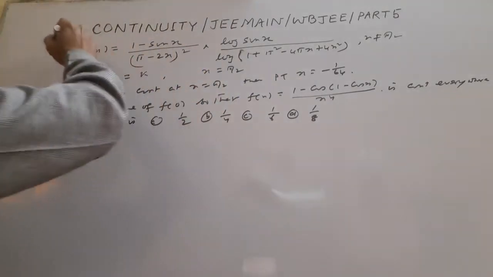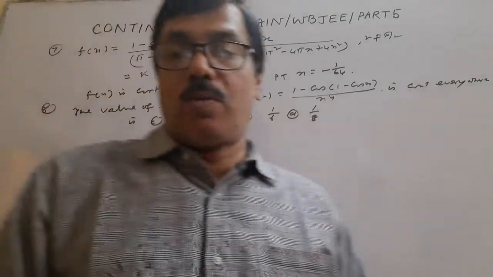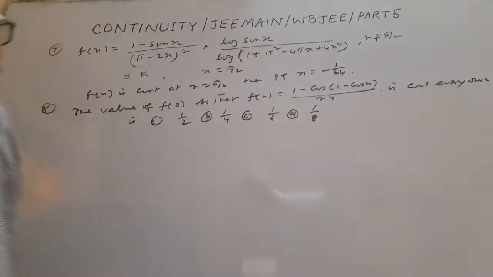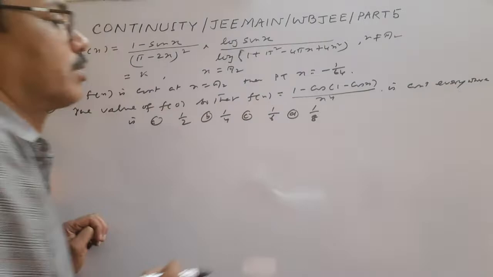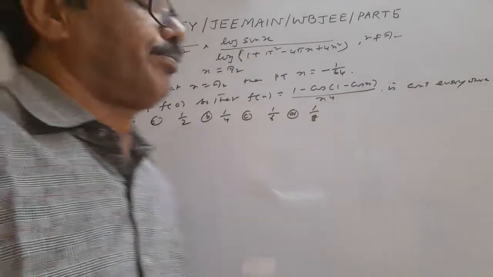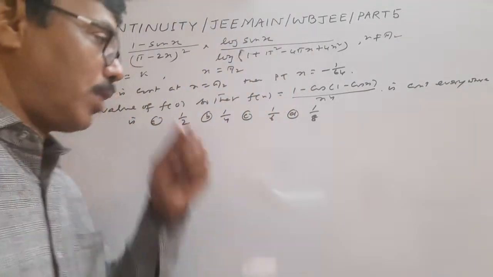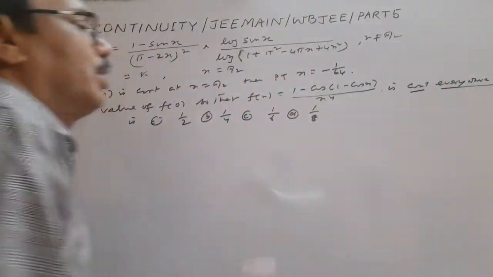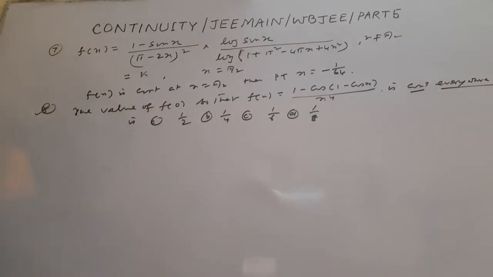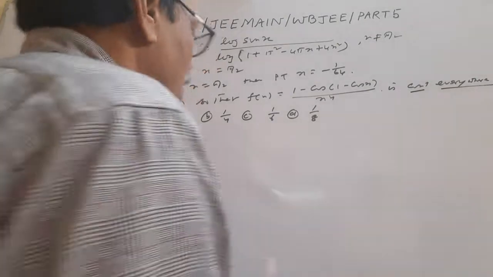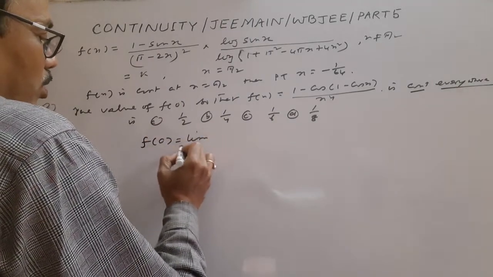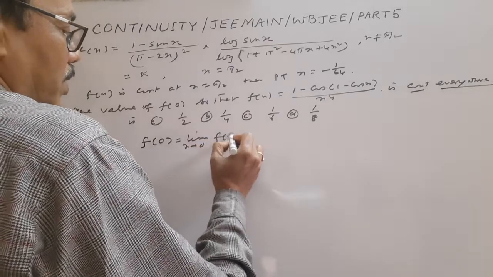Now we consider two problems. They are problems of JEE Main. Problem number 8: find the value of f(0) so that f(x) is continuous everywhere. So you have to find f(0). Since it is continuous everywhere, it is also continuous at x equals 0. So f(0) equals limit x tends to 0 of f(x).